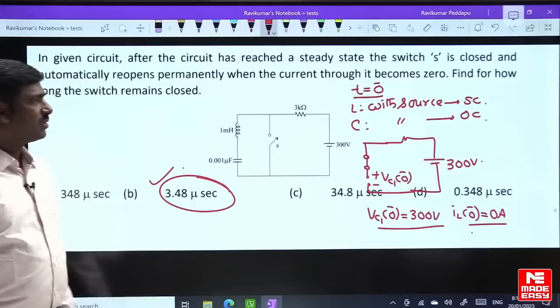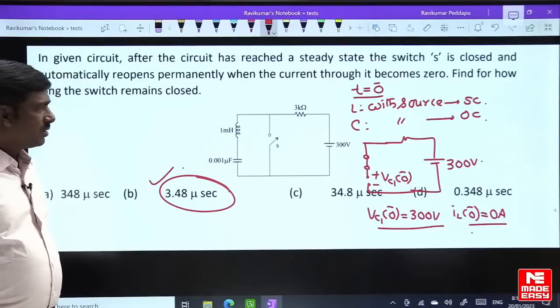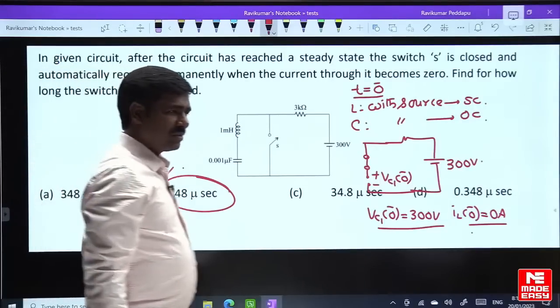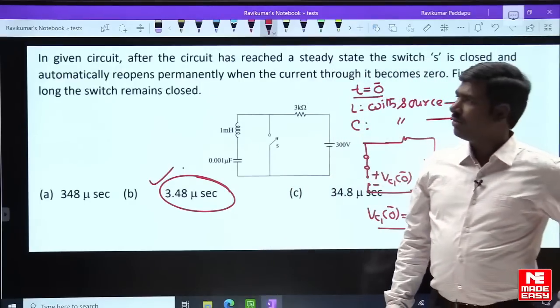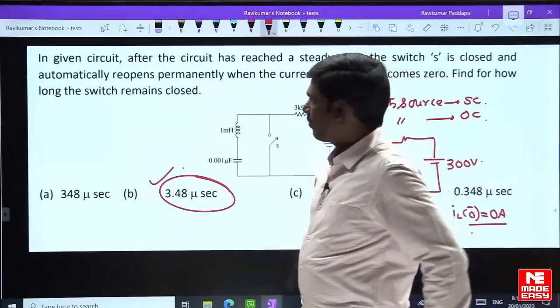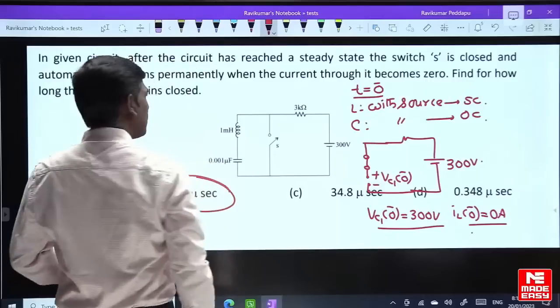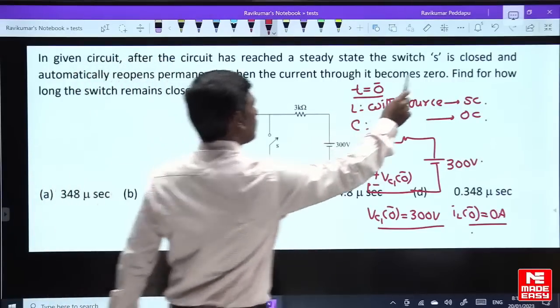Okay, how is the question? Give a question rating out of 5. How many marks for this one? So, next question.